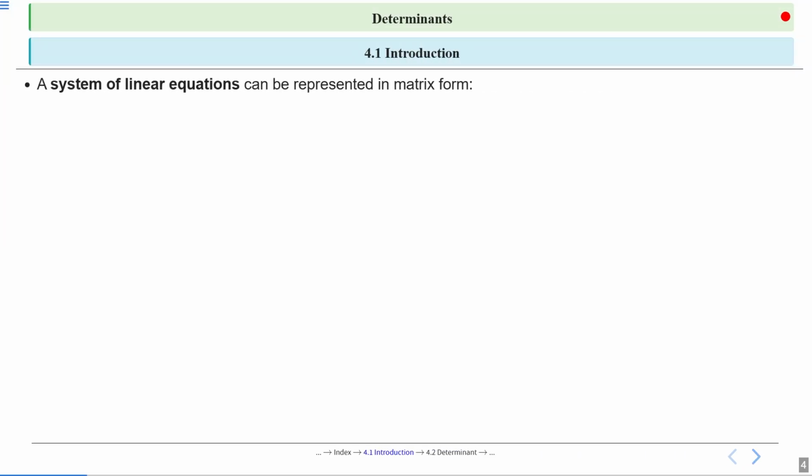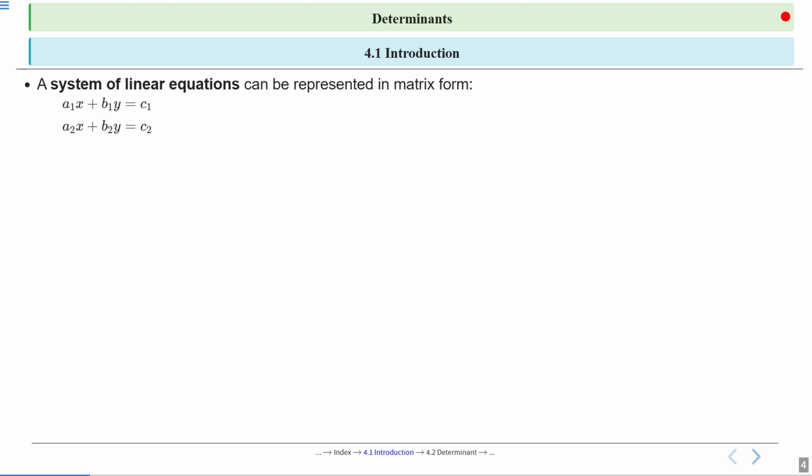So where do we use determinants and what are the applications of determinants? If we want to solve a system of linear equations, we can solve it algebraically. There are many methods to solve it, but they are very lengthy and take so much time to calculate. So if we use determinants to solve a system of linear equations, we can solve it more easily.